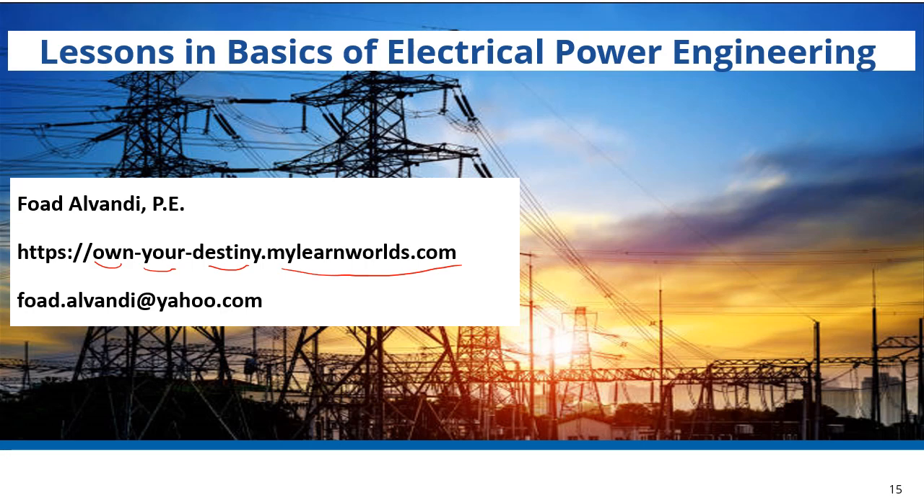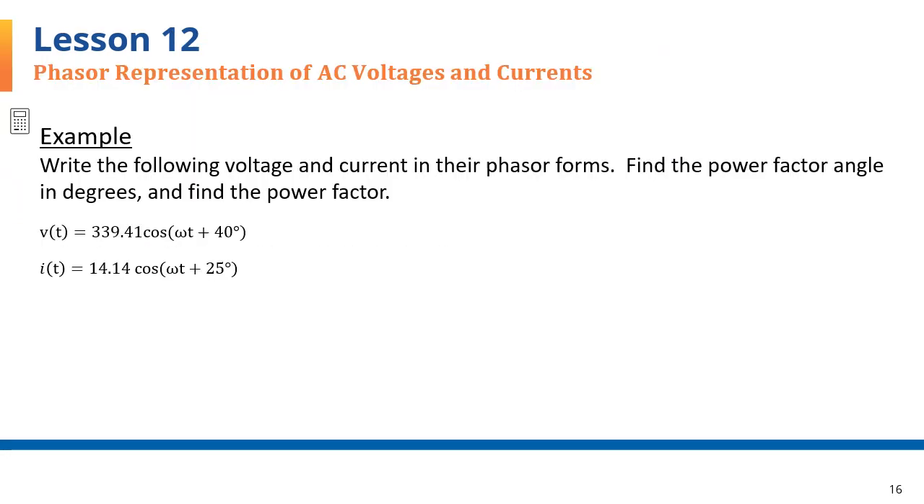I will now continue this lesson with an example. We're given a voltage and a current, each as a time function here, and asked to write their equivalent phasor in all of its three forms. Calculation of power factor and power factor angle are also asked for.